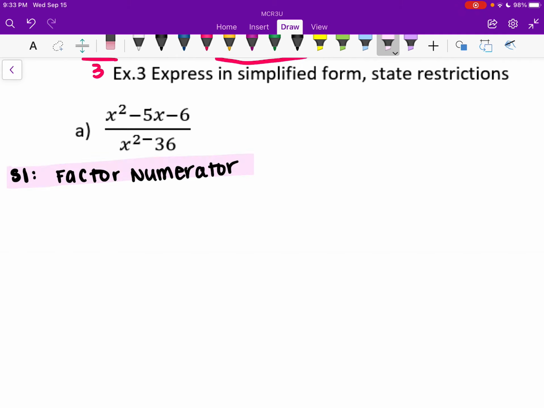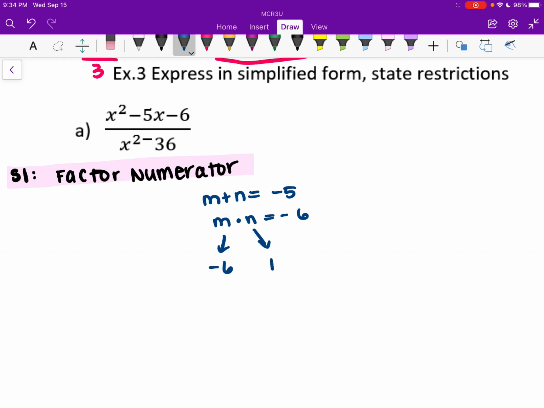Okay, so let's go ahead and do that. We have x squared minus 5x minus 6. Here I need to find 2 numbers that, when they add up, give me negative 5, and when we multiply them together, give me negative 6. The only 2 numbers I can think of right now are negative 6 and 1. If you add negative 6 and 1, it gives you negative 5. If you multiply negative 6 and 1, it gives you negative 6.